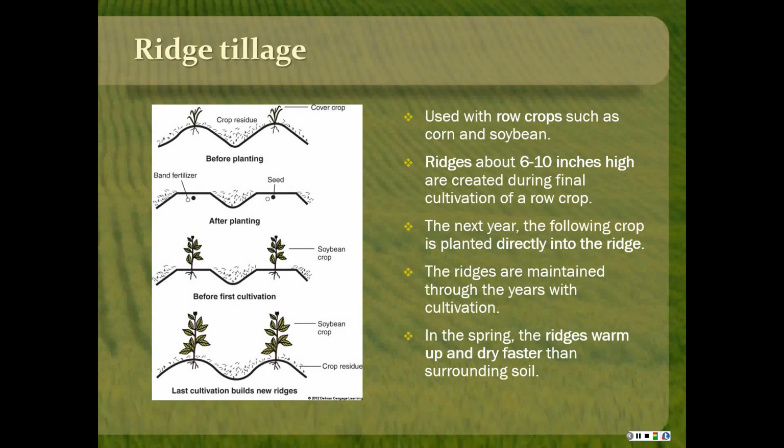And there's also a version of this that's used in maybe drier areas where instead of planting on top of the ridge, they'll plant in the area between the ridges. And that way that will hold water and conserve water a little more.